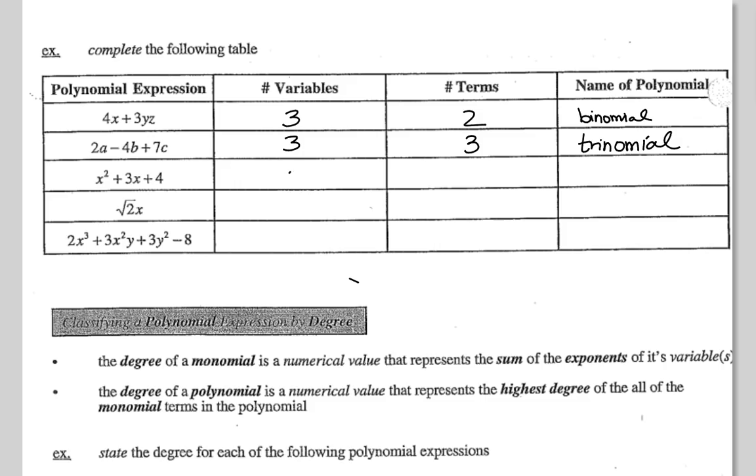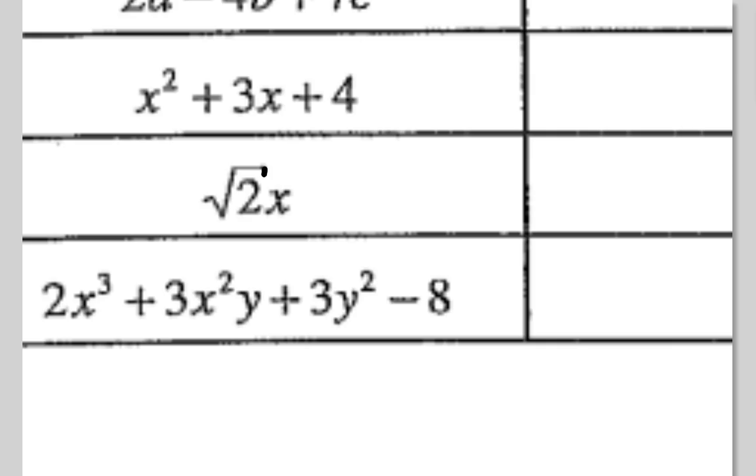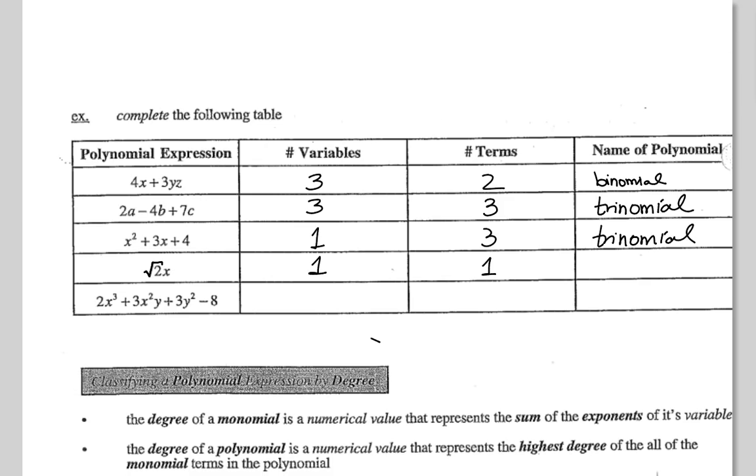Next one only has one variable, and that variable is x. But it has three terms and is therefore called a trinomial. Now the next expression only has one term and one variable. It's the square root of 2 multiplied by x. X could be anything. You've got to zoom in on that one. Do you see how the square root stops on it? So the root is only on the 2, not the x. So that's square root 2 multiplied by regular x. With one term, we call that mono. Very nice. Monomial.